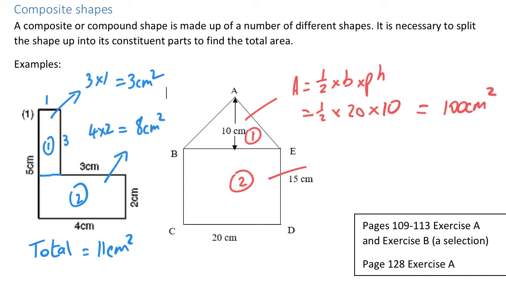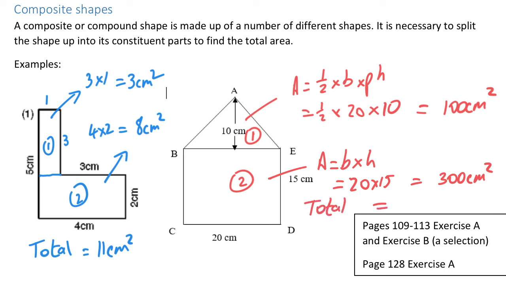The area of the second one is a rectangle, so area is base times height, which is 20 times 15, which is 300 squared centimeters, which means that the total area is going to be 400 squared centimeters.